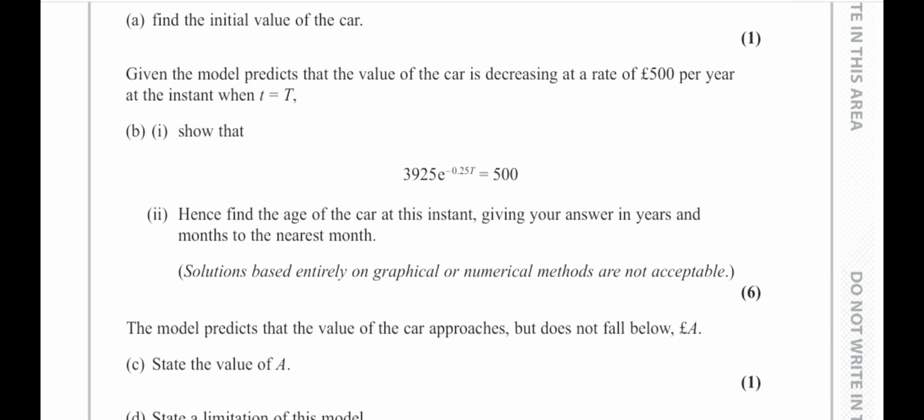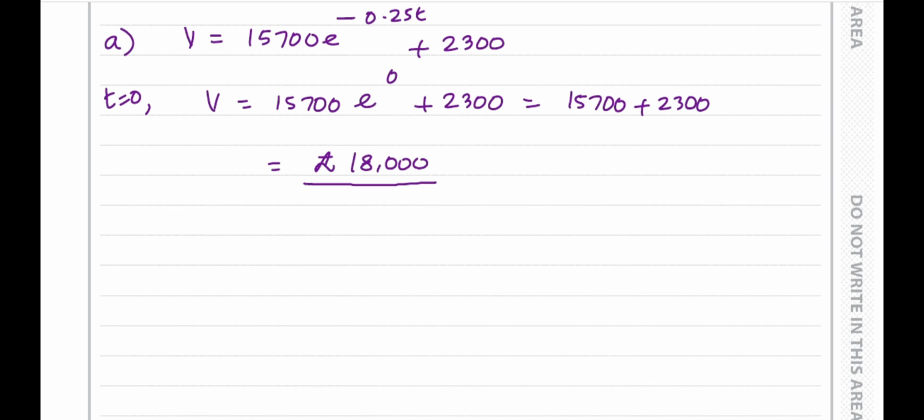Part B. Given the model predicts that the value of the car is decreasing at a rate of 500 pounds per year at the instant when t equals capital T, show that 3,925 e to the power of minus 0.25 t is equal to 500. This is a clue to us that we should use differential equation. So we could say dv by dt equals minus 500 because it's decreasing.